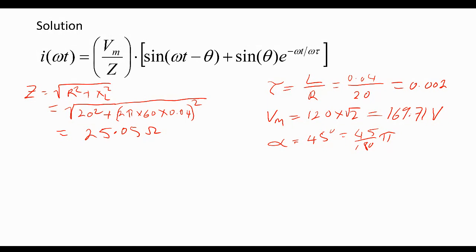Right. So that's just, simplify that. That's just 0.25 pi radian. All right. So we have all these things that we can substitute now. So we can go ahead and start our substitution.